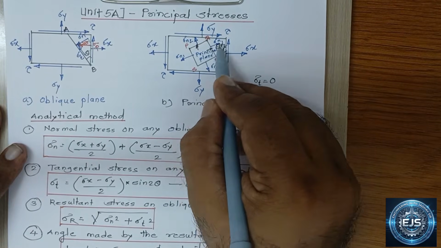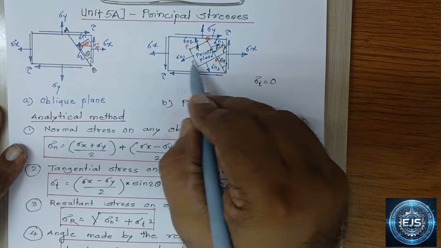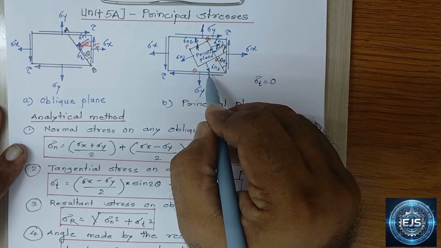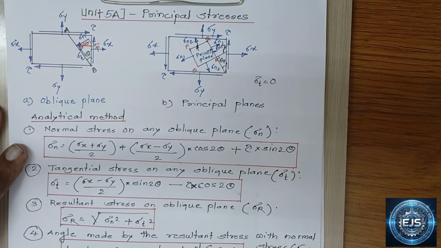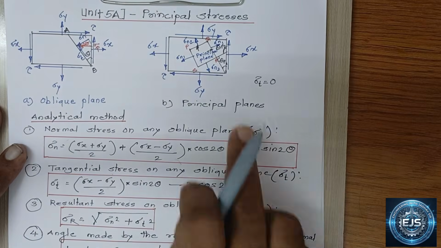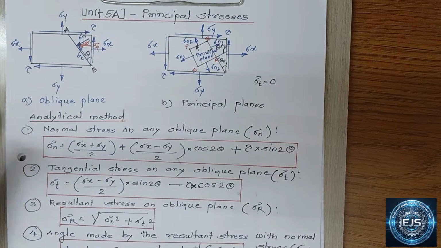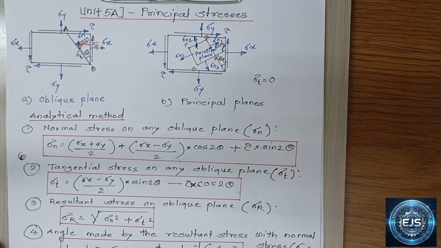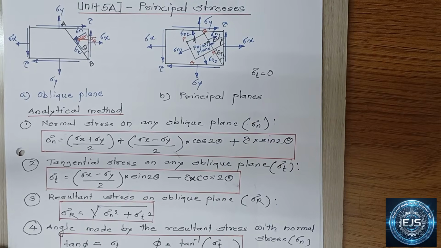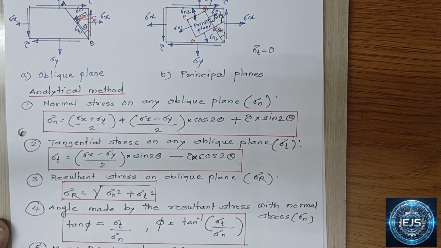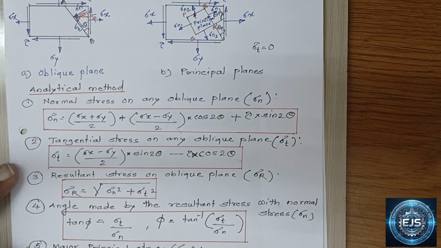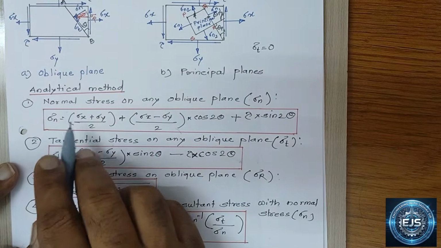On the major principal plane, the major principal stress, that is sigma n1, acts, and on the minor principal stress plane, the minor principal stress, that is sigma n2, acts. So this is about principal planes, and the stresses acting on principal planes are called major and minor principal stresses.